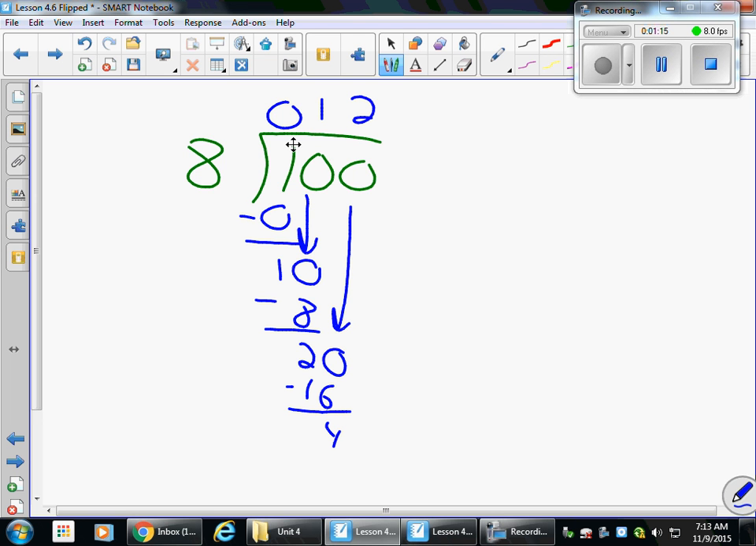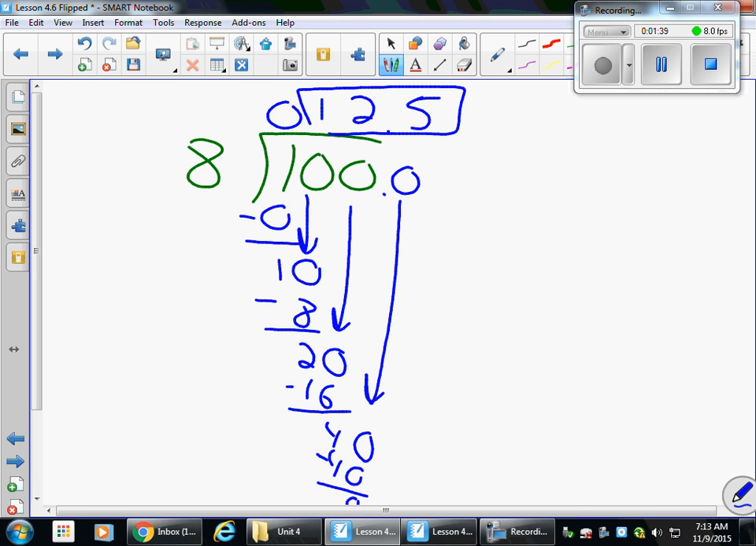Now I'm dealing with minutes here. I have to decide what I want to do with this remainder. Remainder 4. What would remainder 4 be in minutes? Not quite sure. So let's keep on going with decimals. Put the decimal here, put the decimal here. I'm going to bring down another 0. 8 goes into 40 5 times. 8 times 5 is 40. I'm going to subtract. I get 0. So my answer is 12.5.